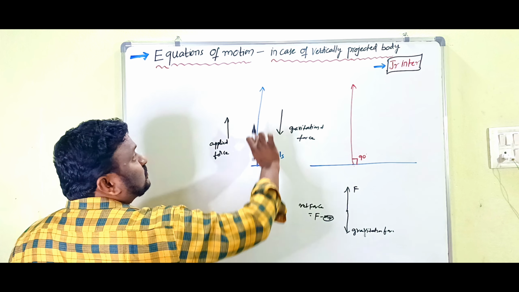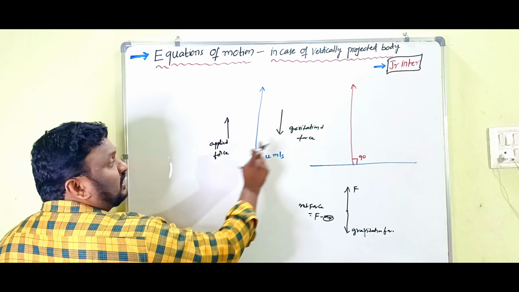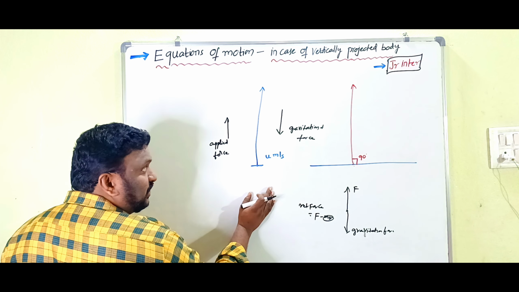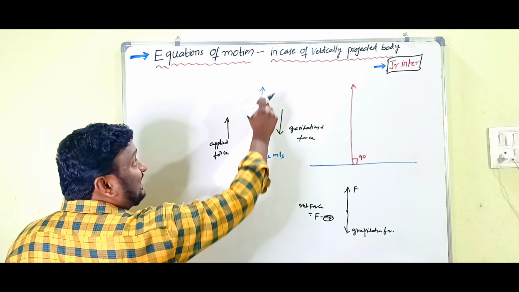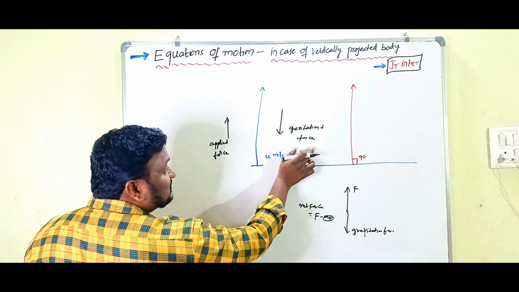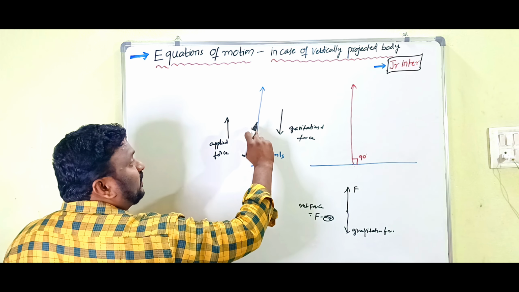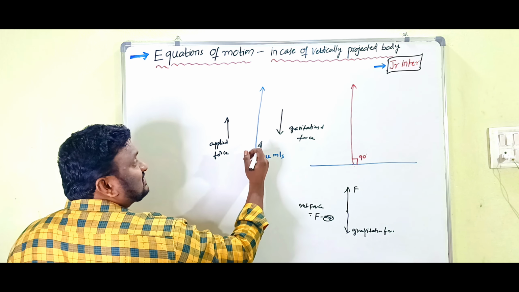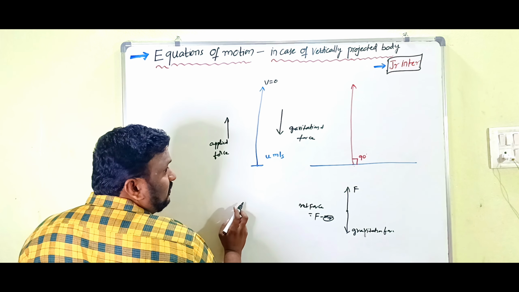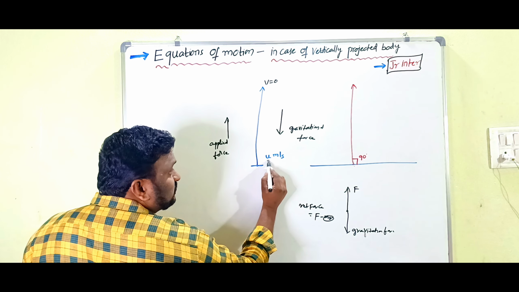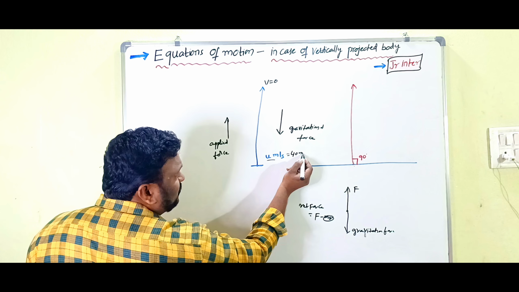So when the body is going up, there are two forces acting on the body. Applied force is acting upward and gravitational force is acting downward. The body is moving against the gravitational force direction. That's why in this case the velocity of the body decreases gradually and finally becomes zero. Clear? At the point of projection its velocity is u meter per second. I am saying now it is some 40 meter per second.